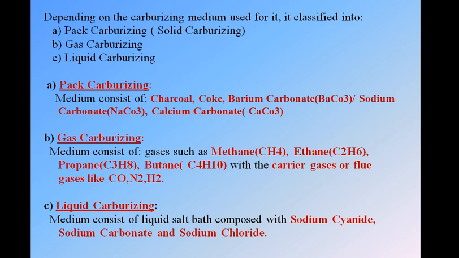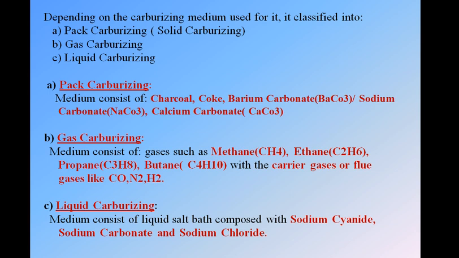So carrier gases are used to introduce the C, or the carbon, from the gases onto the surface of the material. In the same way we have liquid carburizing. It consists of sodium cyanide, that is NaCN. That NaCN again has the C, or sodium carbonate, Na2CO3, or sodium chloride, NaCl. All these can be used.